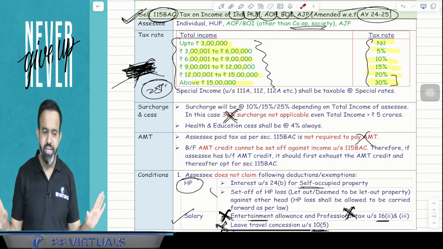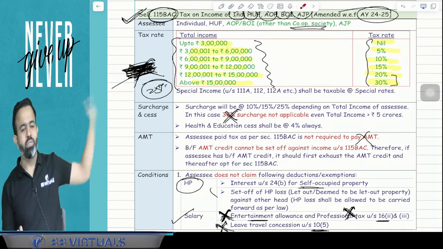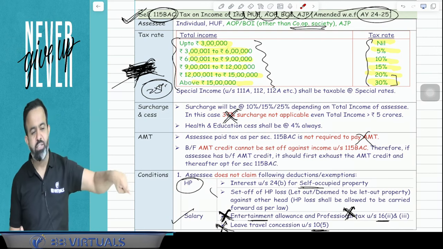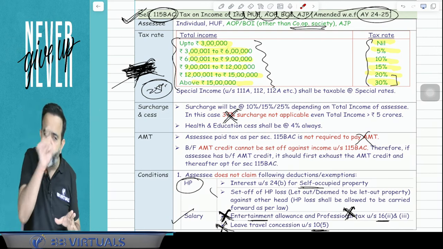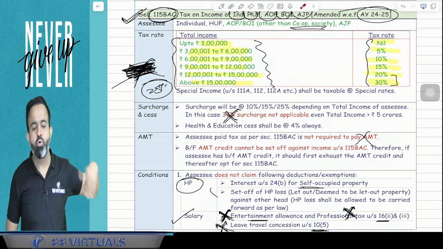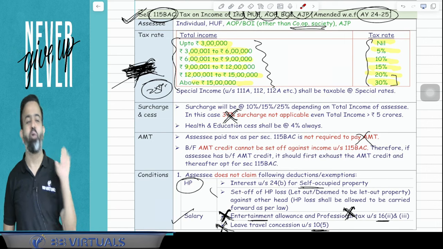If you are not filing any form, nothing is there, then you have to opt this section. This is the default section. From this year, this section is a default section. Now, if you don't want to opt this section, then you have to opt out from this section and go for the normal provision. Then you have to fill the form.